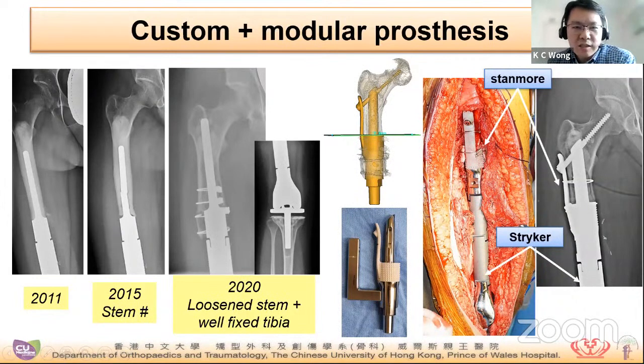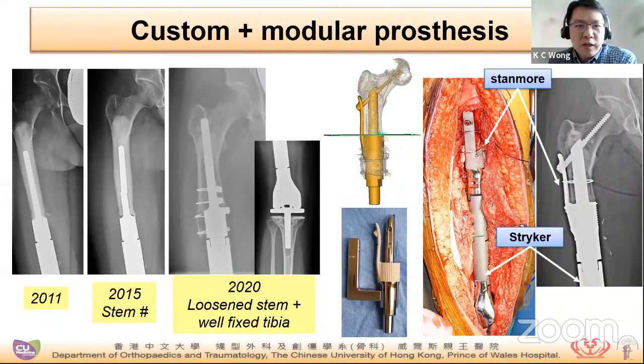The learning point from this case: if you want to choose a modular type, it's better to choose one that has a custom solution. Otherwise, you can just do a total femur, sacrificing the hip joint, but the hip joint is very important for function and it's also much better than an ordinary replacement. So choose a modular implant with a custom solution.